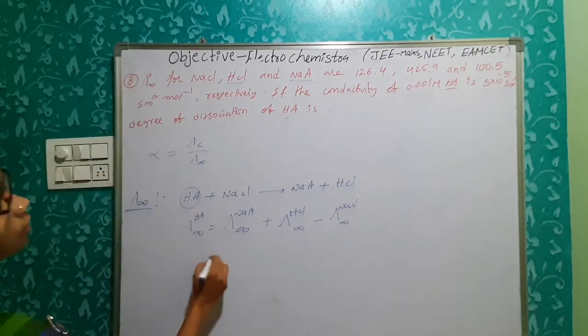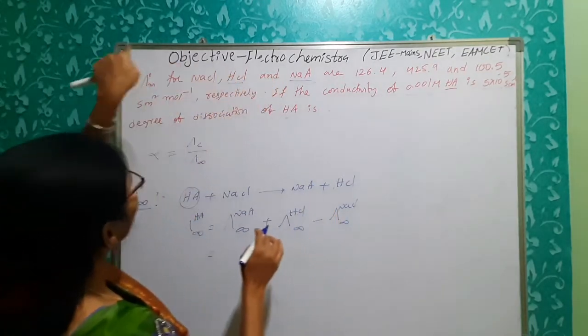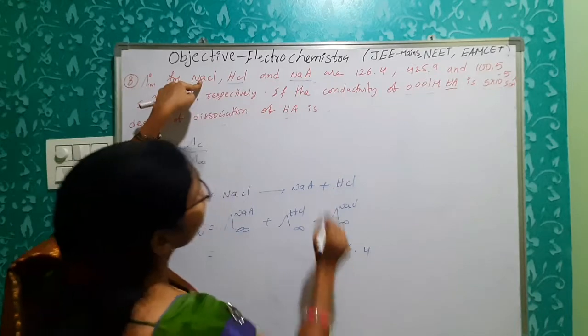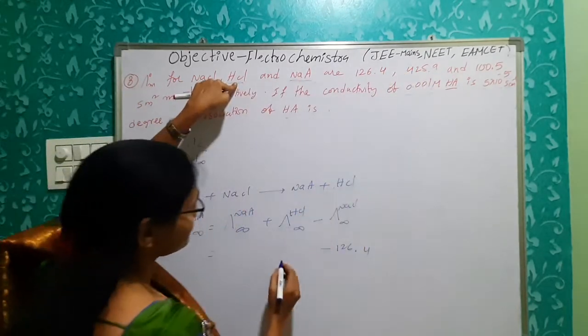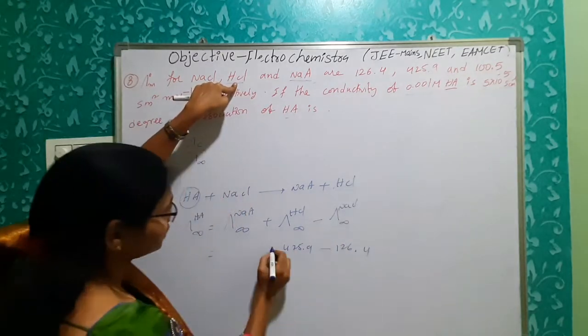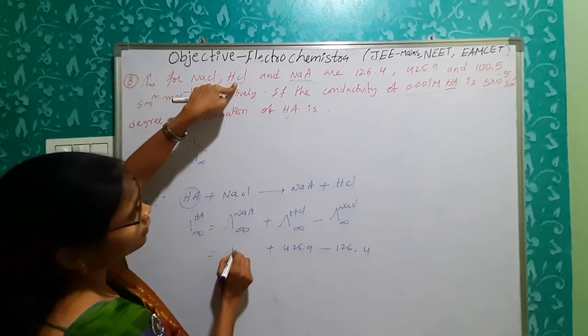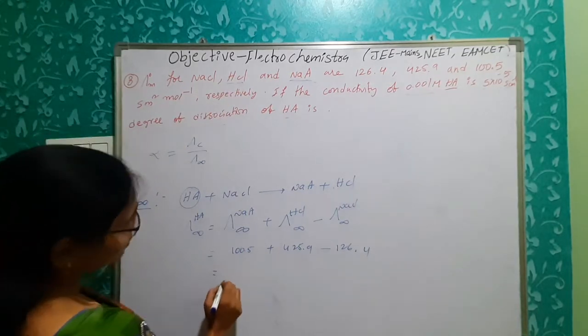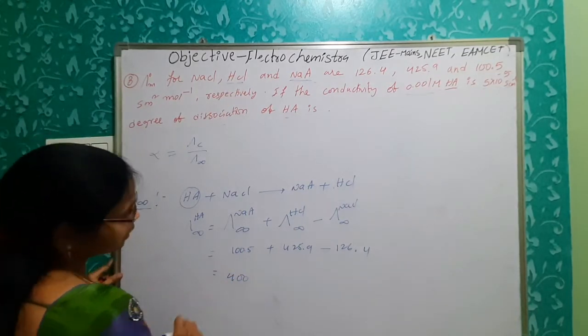Okay, so what is this value? NaCl value 126.4, next HCl 425.9, so then NaA 100.5. Okay, so by simplifying we will get 400 here.